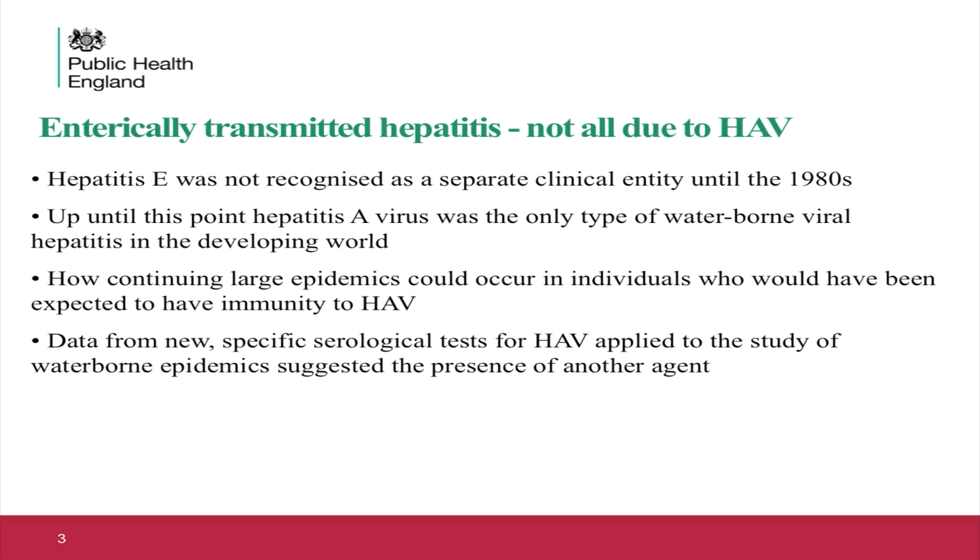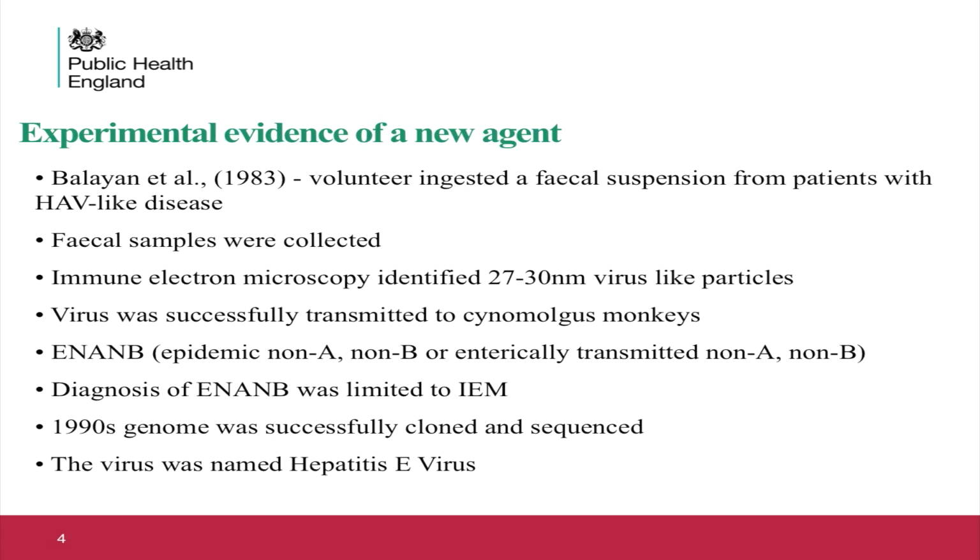Just to start off with a little bit of history, we know that hepatitis E has been around for many, many years, but it wasn't actually recognized as a separate clinical entity until the 1980s. Up until this point, hepatitis A was thought to be solely responsible for these very large waterborne outbreaks that we saw through the developing world. But questions began to be raised as to how these epidemics could continue to occur year in, year out, even though these individuals had known immunity to hepatitis A. And then with the progression of time, as new and better kits became available for Hep A, it became quite obvious that there was a separate agent causing these large viral hepatitis outbreaks.